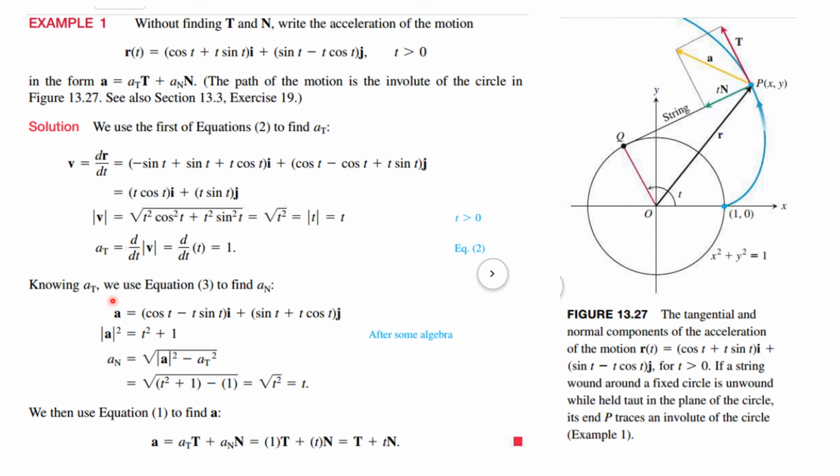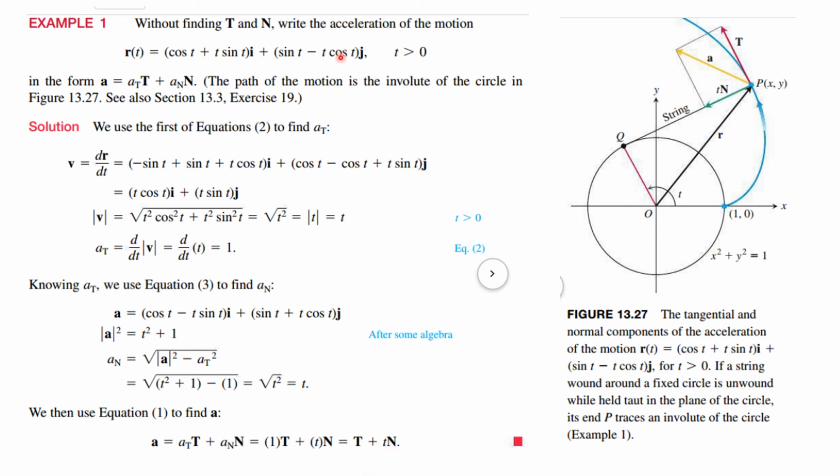Now, since we know a sub t, we can use the equation that we had, and we'll know that a sub n is the square root of the magnitude of a squared minus a sub t squared. And again, when I take the magnitude of this, I'll use the fact that sine squared t plus cosine squared t is 1. I can simplify it to get this. So I'm going to have t squared plus 1 minus 1, and I get t. So the answer to this problem is 1 times the unit tangent vector T, plus t, the scalar function, times the normal vector N.